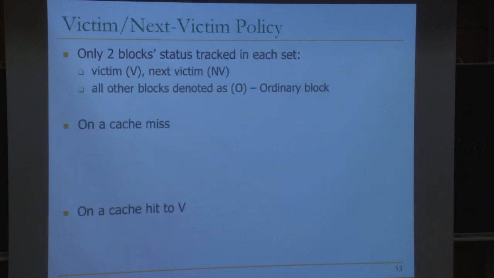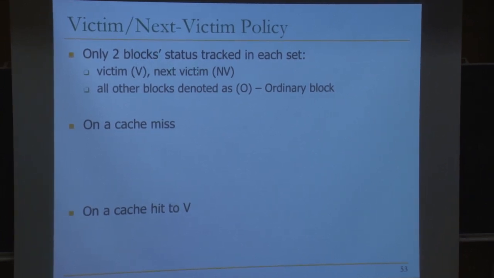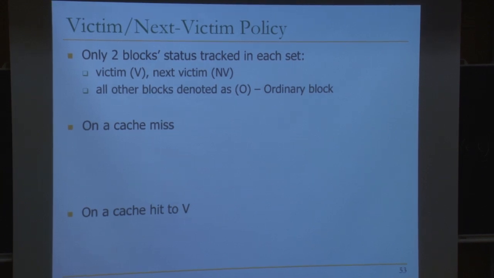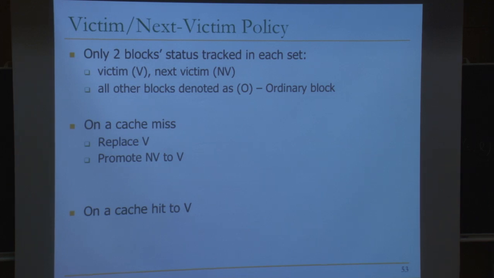I guess let's look at one more policy before we part, the victim next victim policy. That's also an interesting policy. Basically, you keep track of only 2 block statuses in each set: victim V and next victim NV. And all other blocks are denoted as ordinary, let's say. On a cache miss, you just replace the victim and promote next victim to victim. And you randomly pick an ordinary block as next victim.